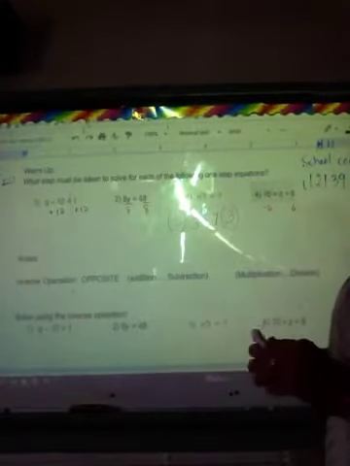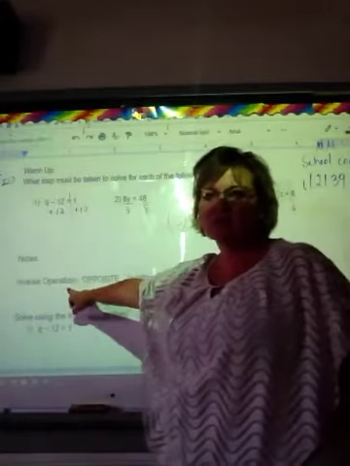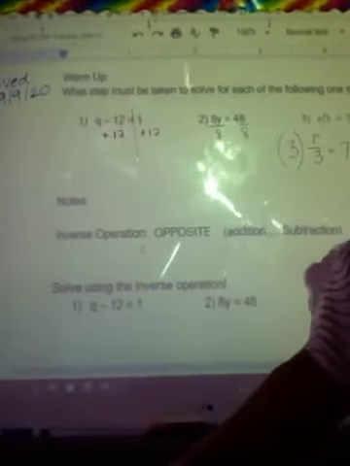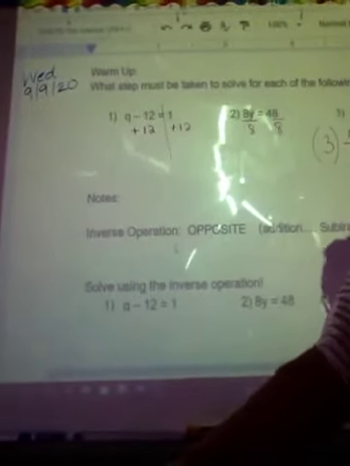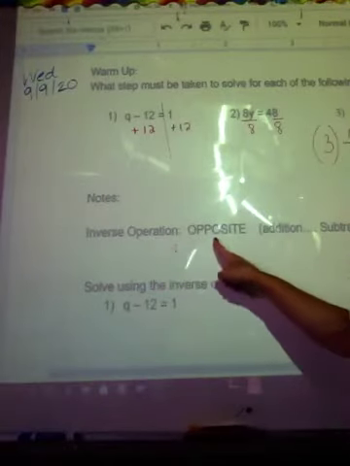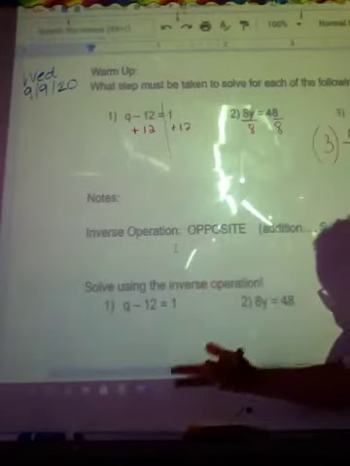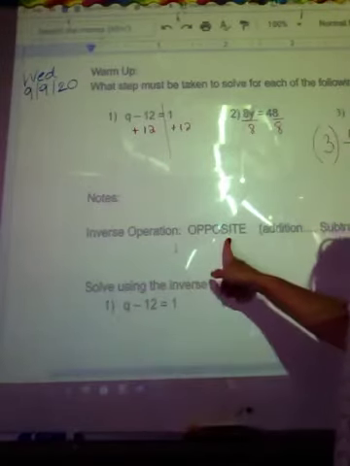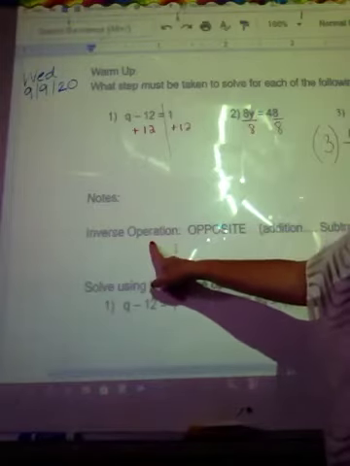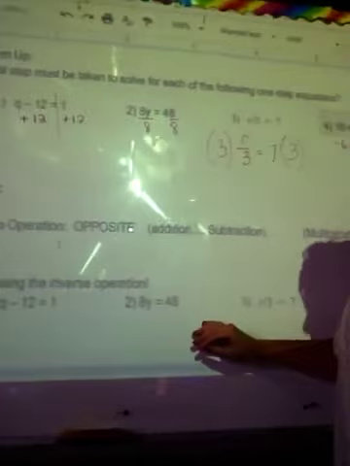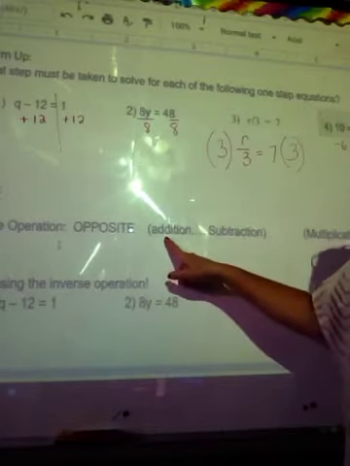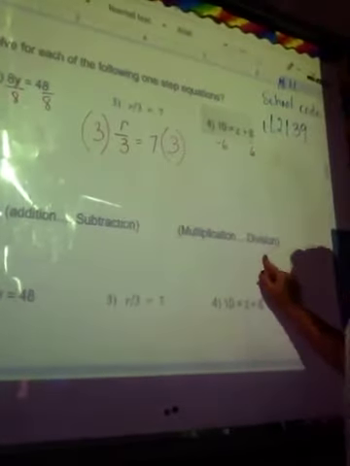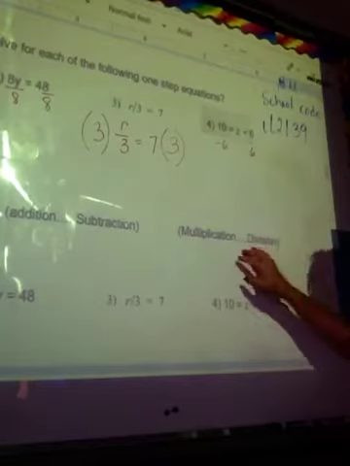Okay, the notes. It says inverse operations. That just means opposite. Okay? Inverse operations. Inverse operation is the opposite. So we know that we have opposite integers, or numbers, right? Negative 6 and positive 6 are opposite. Well, we have the same with our operations. And you guys, I think you already know this. So if you have addition, the opposite is subtraction. If you have multiplication, the opposite is division. Okay? You guys are good with that.